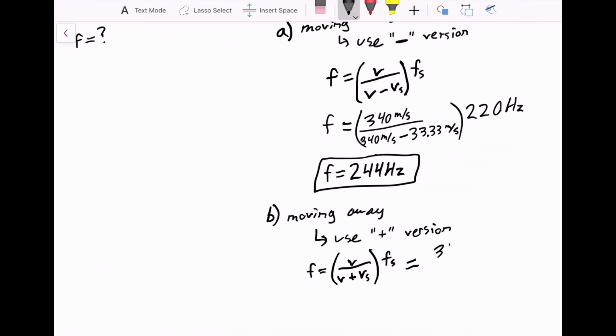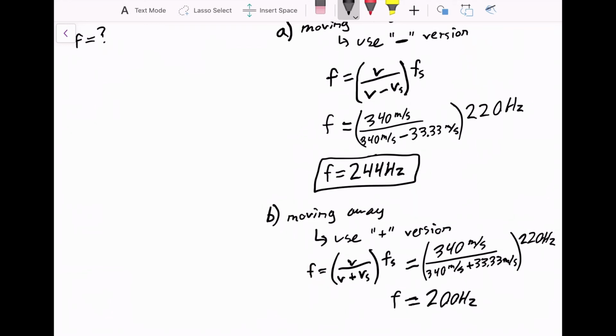So again, this was 340 meters per second, 340 meters per second plus that 33.33 meters per second multiplied by 220 hertz gives us an answer of 200 hertz.